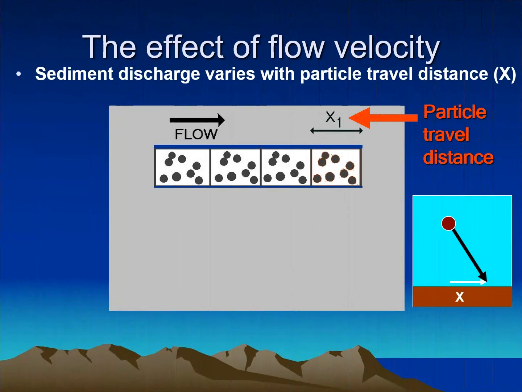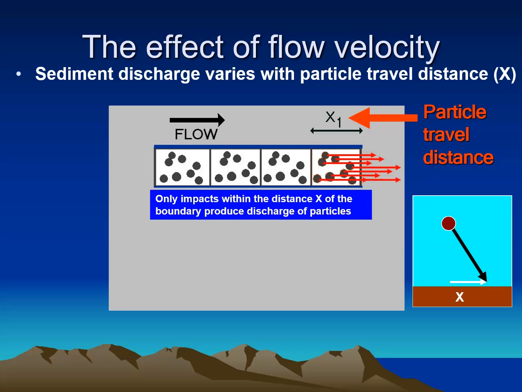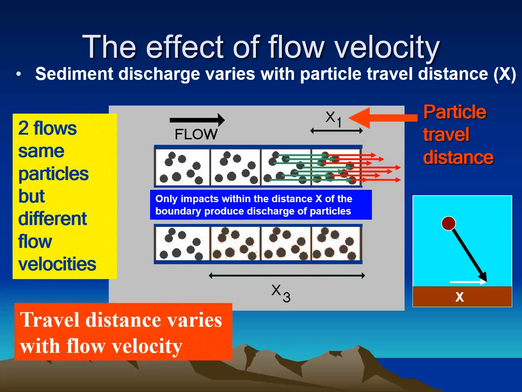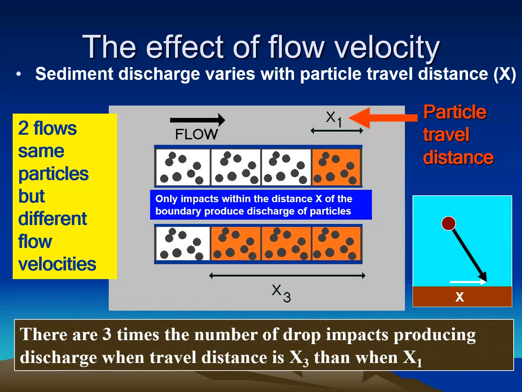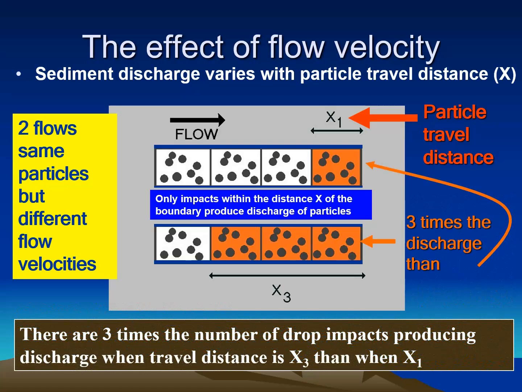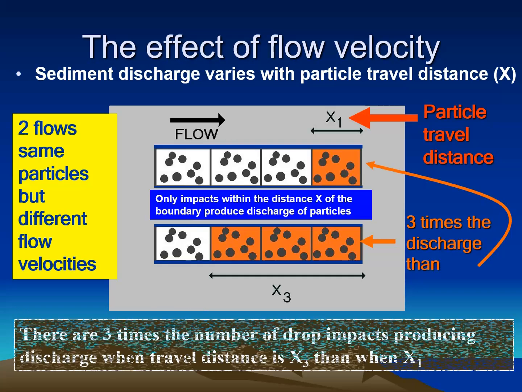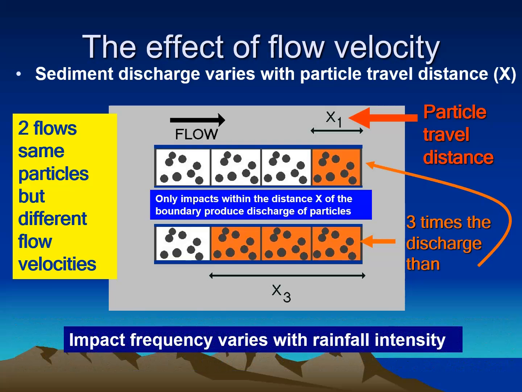When particles travel limited distances after a drop impact, only impacts in a zone adjacent to the downstream boundary produce sediment discharge. Impacts upstream move material to that zone to be discharged later. Travel distance varies with flow velocity. In the bottom case, there are 3 times as many drops producing sediment discharge as in the top case, and consequently, the sediment discharge is 3 times more in the bottom case than the top case. Drop impact frequency varies with rainfall intensity, and this is why there's a direct relationship between rainfall intensity and sediment discharge.